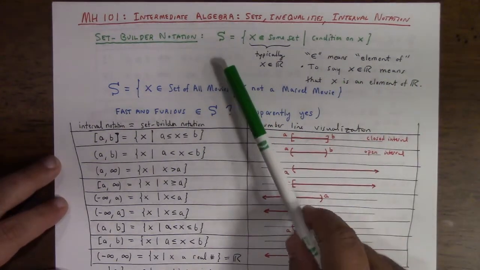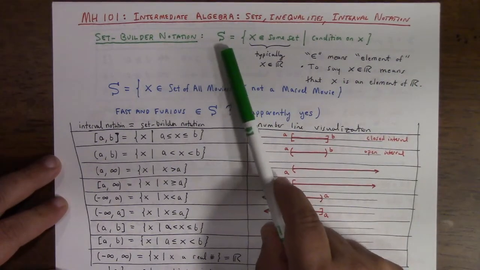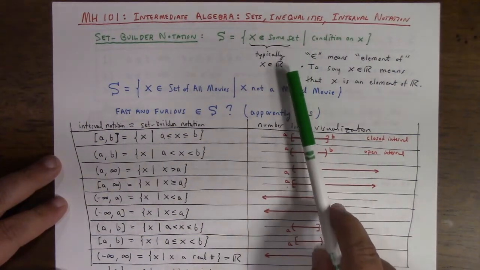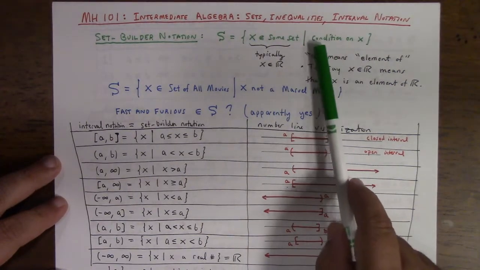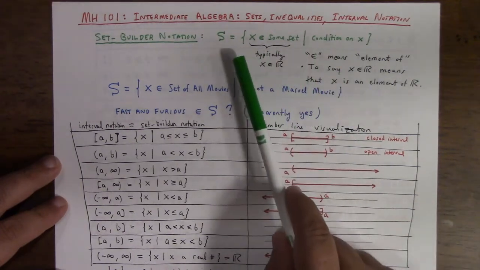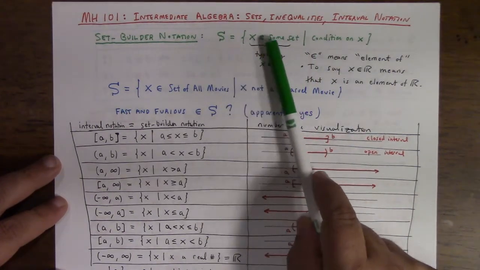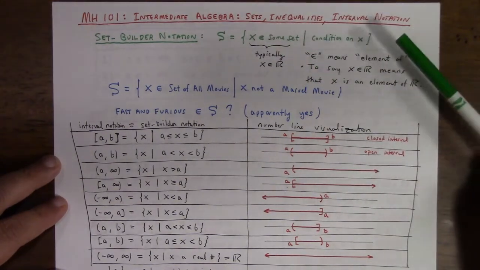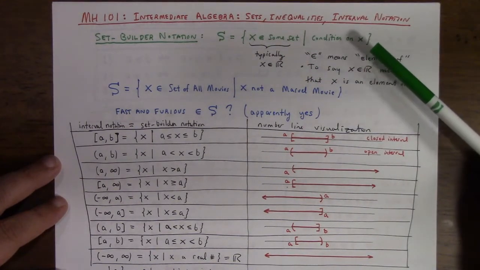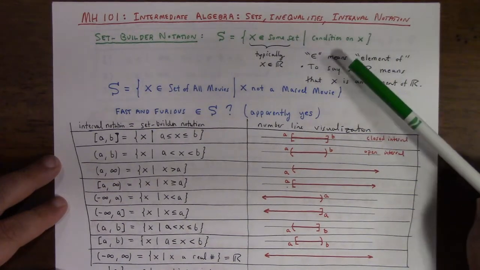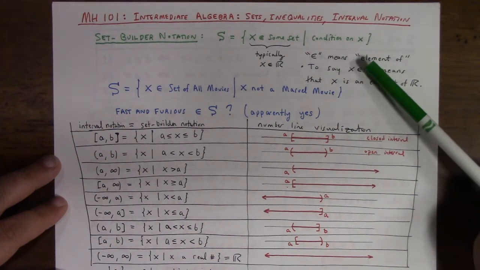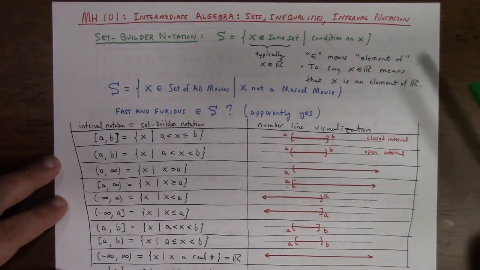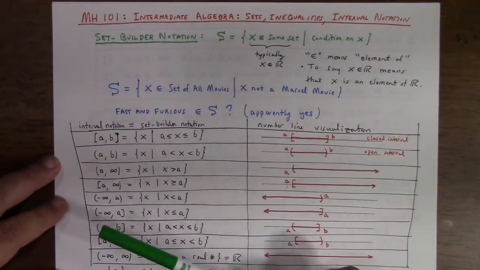Basically the idea is we have some set S, we take elements from some given set which we know, maybe the real numbers, and then we place some condition on x, and this is what we mean by set builder notation. Here, this funny looking E means element of. So to say x ∈ ℝ, what that means is that x is an element of the real numbers.